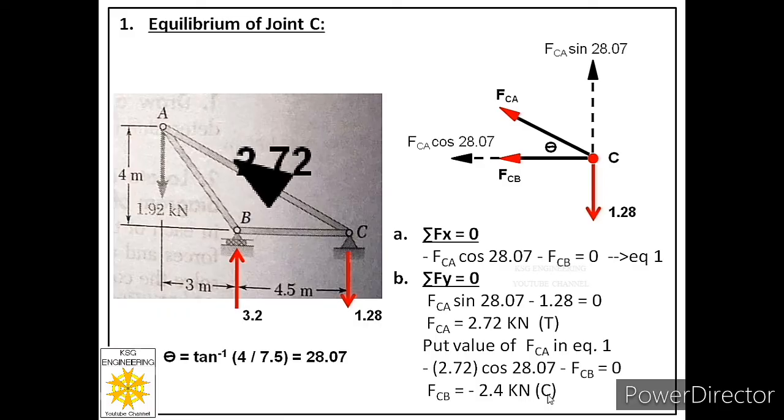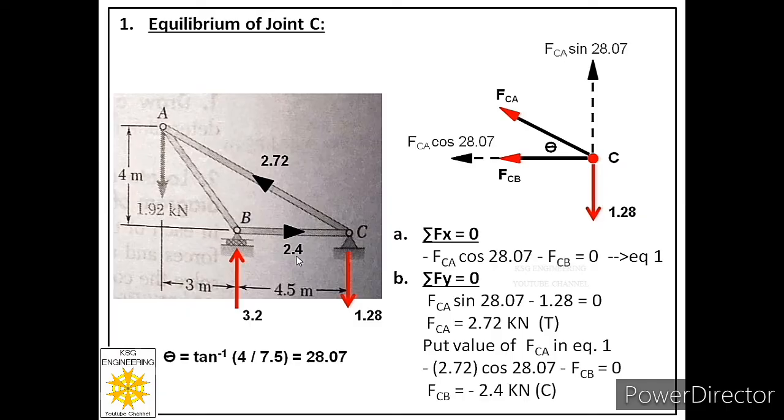So we have concluded that in member CA, the force is a tensile force and its magnitude is 2.72. It is acting away from joint C. And in member BC, the force is a compressive force. It is acting towards joint C and its magnitude is 2.4.